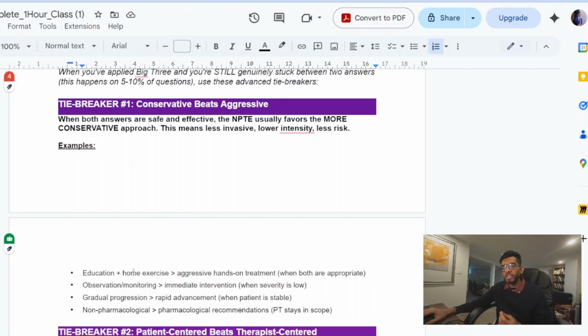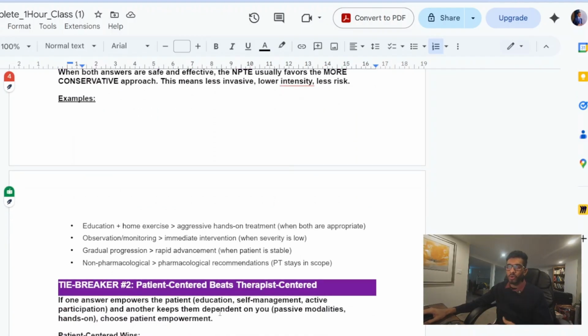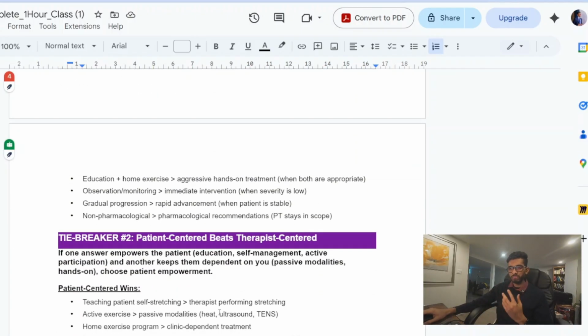For example, education plus home exercise is better than aggressive hands-on treatment when both seem appropriate. Observation and monitoring is better than immediate intervention when severity is low. Gradual progression is better than rapid advancement when the patient is stable. Non-pharmacological is better than a pharmacological recommendation. PT stays in scope, right? So always ask what is the most conservative, what is the safest, with less risk. Choose that. That will be the tiebreaker if you come down to the last two options that are both effective and both safe.